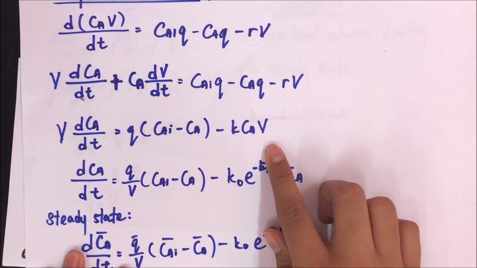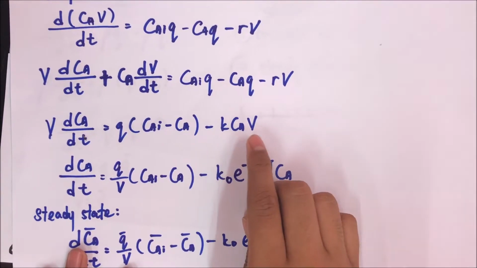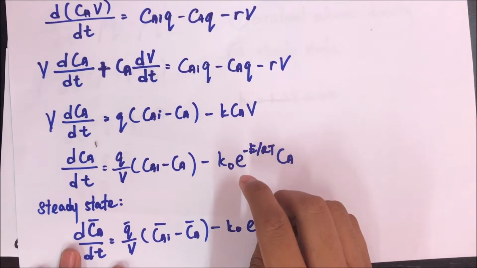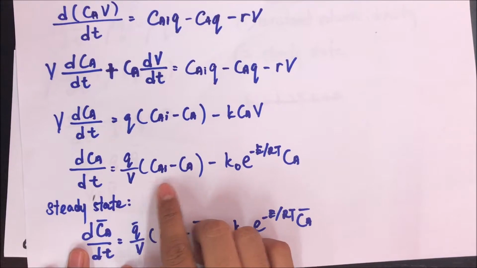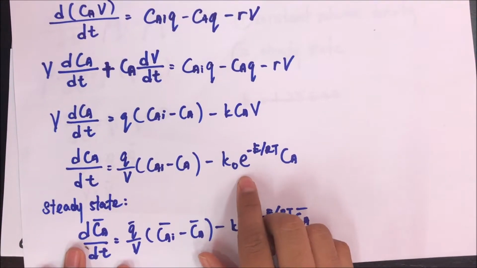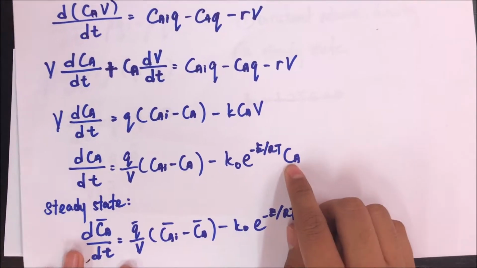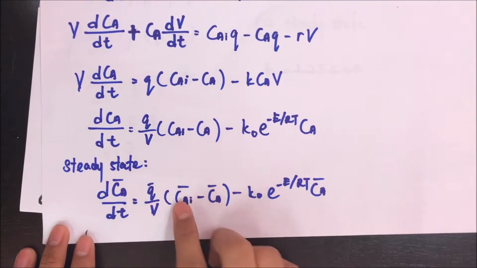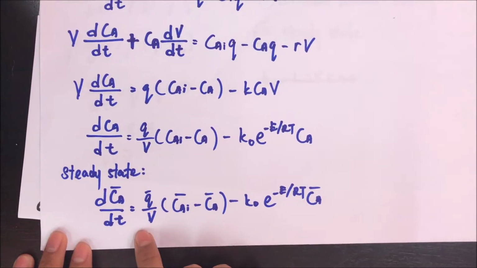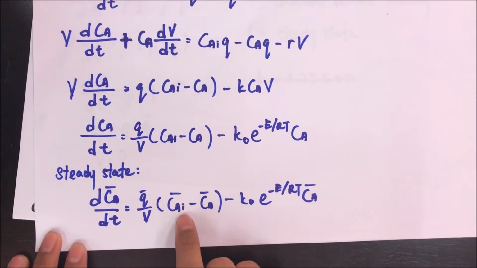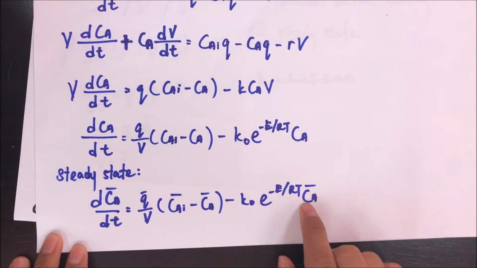By dividing this equation by V, and knowing that K is from a first order reaction, the new equation will be dCA over dt equal to Q over V (CAi minus CA) minus K naught e to the exponential of negative E over RT times CA. Hence, the steady state for this equation is dCA bar over dt is equal to Q bar over V (CAi bar minus CA bar) minus K naught exponential of negative E over RT CA bar.